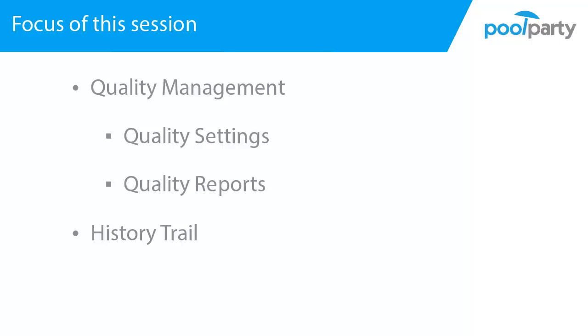With PoolParty, this can be done on different levels. We will focus now on quality management, which includes the quality settings and the quality reports. We will also take a look at the history trail. The quality reports detect errors in your taxonomy, while the history trail documents your work. I will show you how to work with both of them during your taxonomy development.